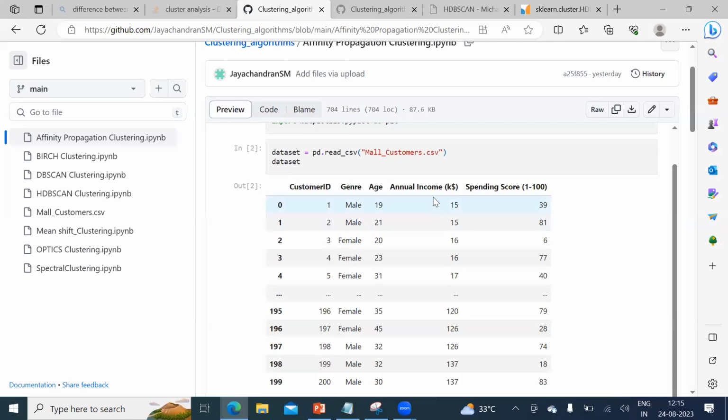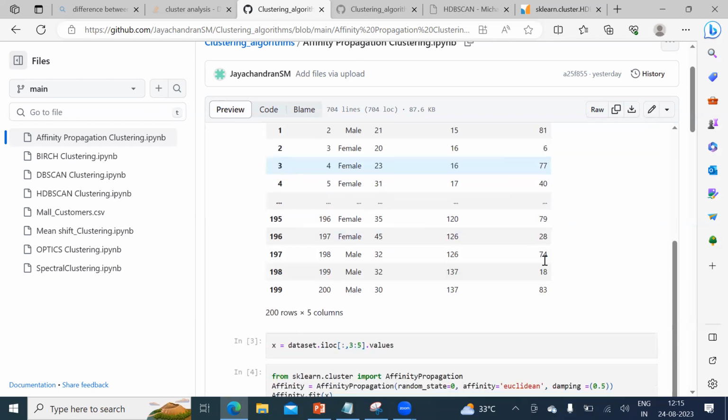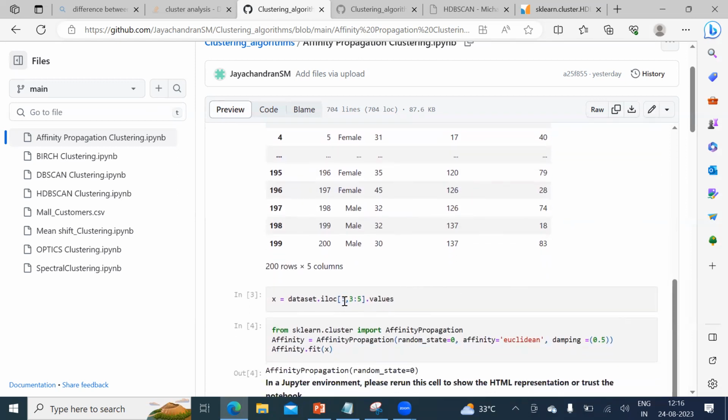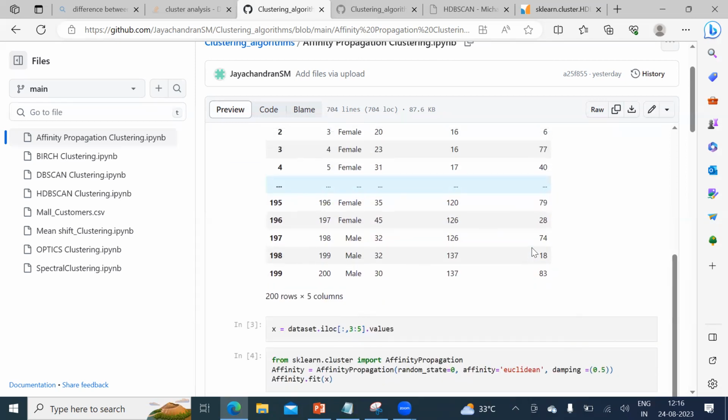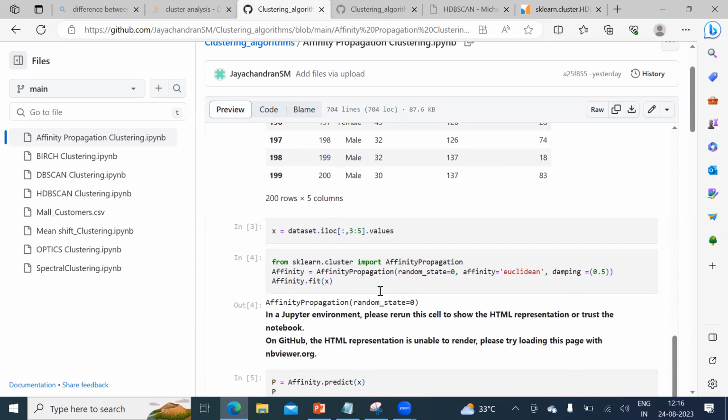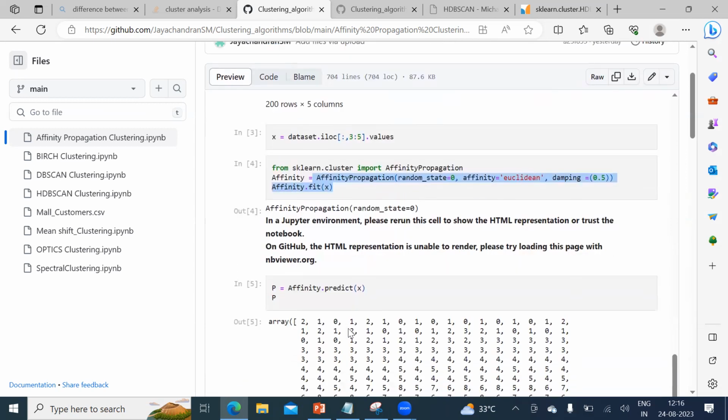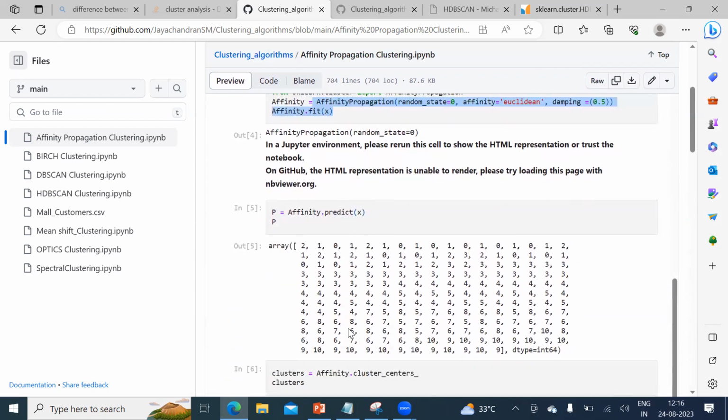One is the expected annual income of the customer, whoever steps into my mall, and the other is their buying pattern. Buying pattern can be determined based upon the scores which they obtained if and when they procure any material from my outlet. Okay. So based on that, I just used iloc, and I have taken the third and fourth columns. Okay, after that, I'm running my affinity propagation algorithm.